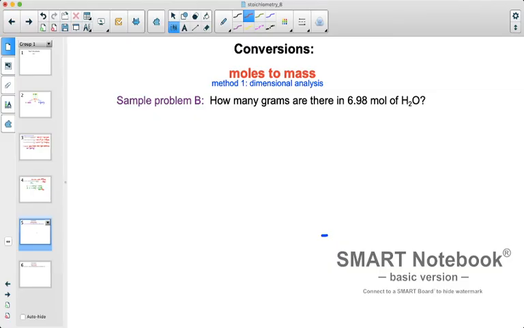So the first method that we're going to utilize is dimension analysis. You learned this way back in topic 0. The question reads, how many grams are there in 6.98 moles of H2O? So the first step that we have to take care of, because we're changing moles to mass, is really calculating the molar mass.